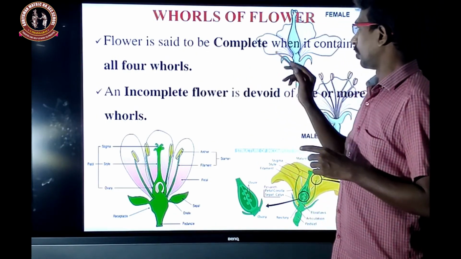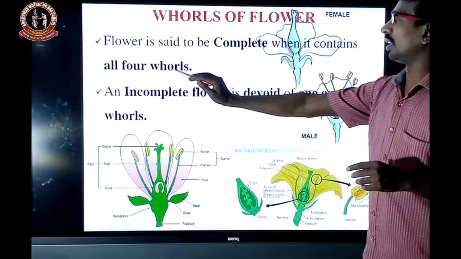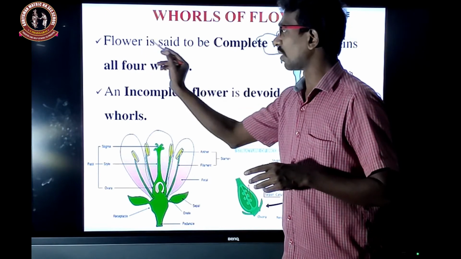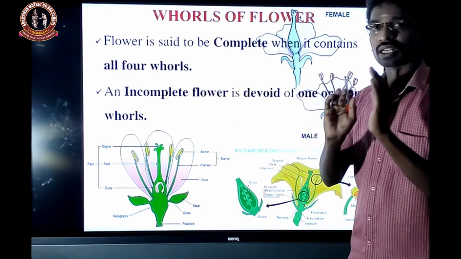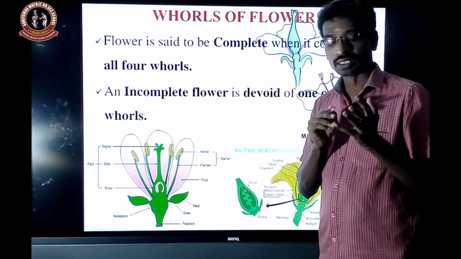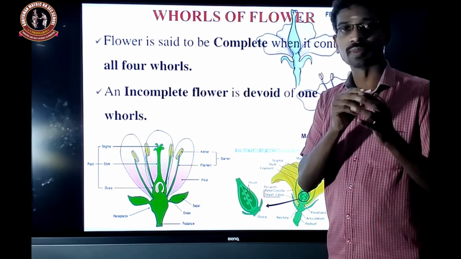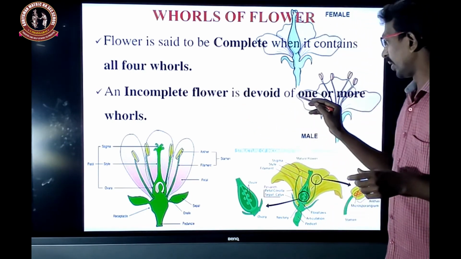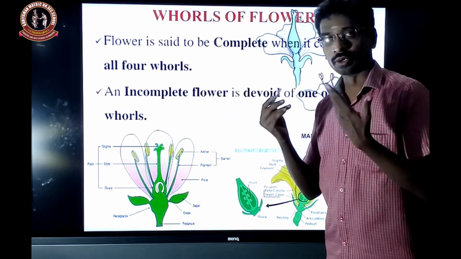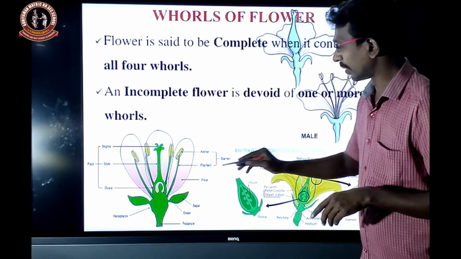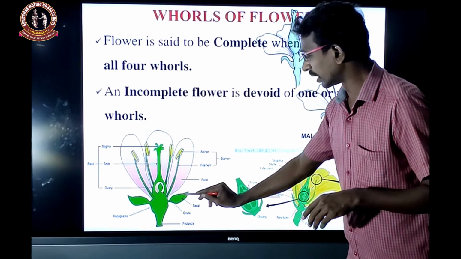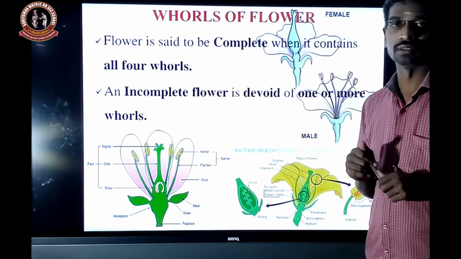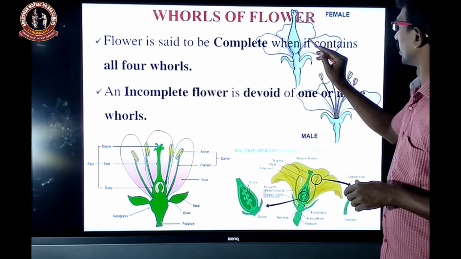A flower is said to be complete when it contains all the four whorls. So next, the whorls of flower. A flower is said to be complete when it consists of all the four whorls. That is, calyx, corolla, androecium and gynoecium. An incomplete flower will be devoid of any one or more whorls. For example, this is a complete flower because the calyx is present, corolla is present, androecium and gynoecium are all present. So you can consider that.